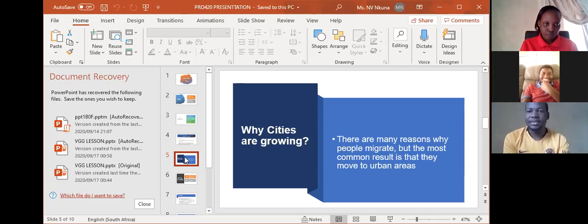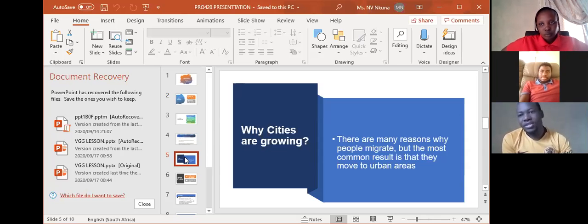Another reason why people move from rural areas to urban areas is economic reasons, which include causes such as the marketplaces in terms of the existence and development of cities and urban areas. And another reason is that political reasons can also lead people to move from rural areas to urban areas.